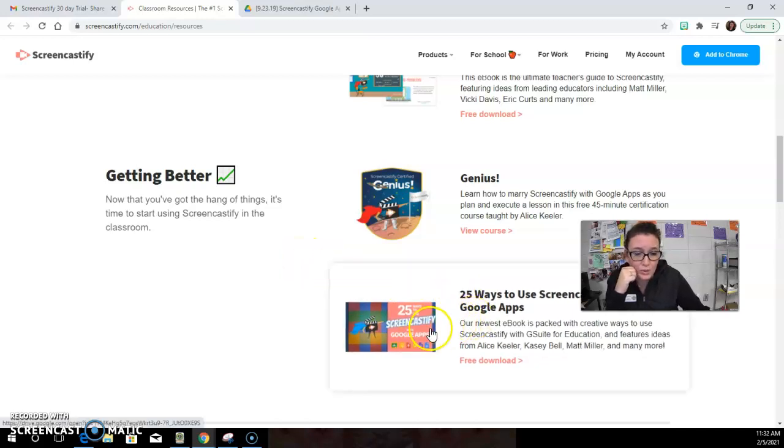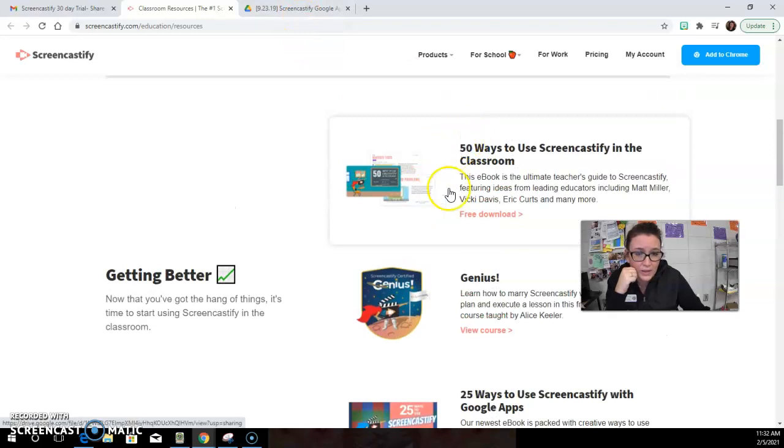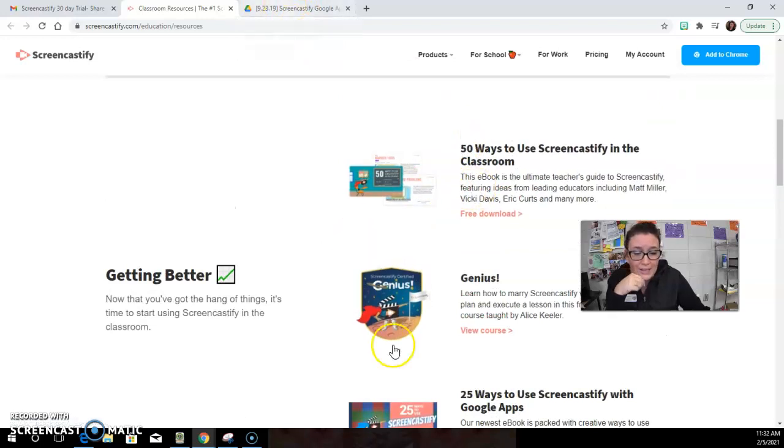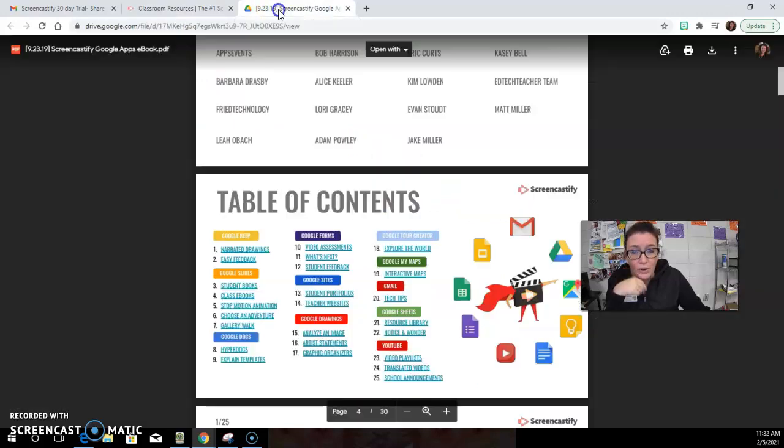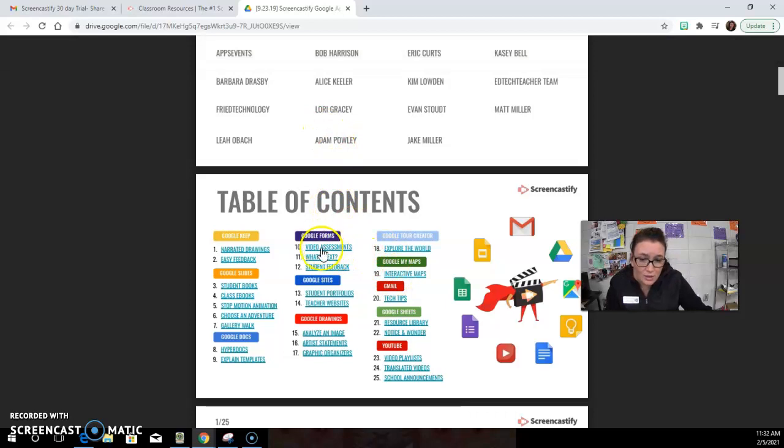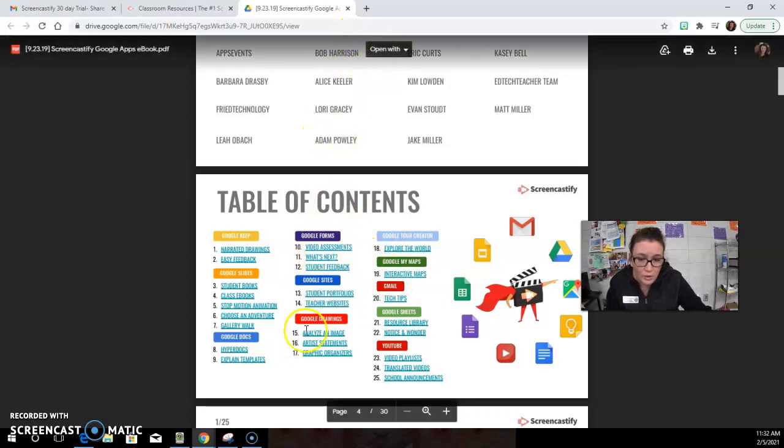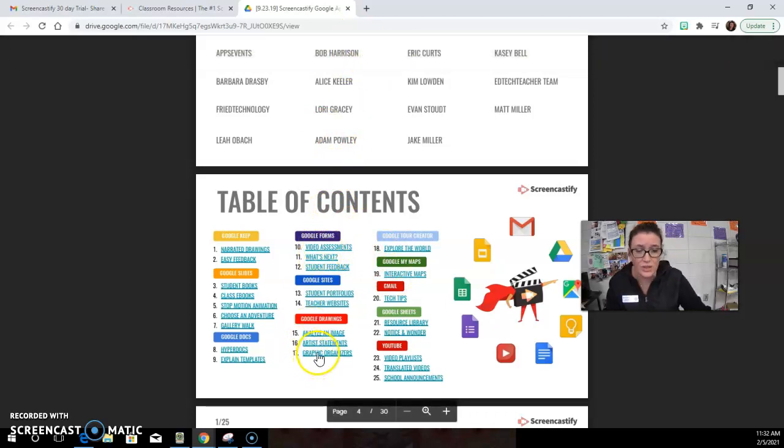25 ways to use Screencastify, or there's 50 ways also here, for some ideas. This is more about Google Apps, and this is for the ones that are just looking for inspiration. So it will come to something like this, and you don't even have to really open it up. You can just run across it, and there's thumbnails. If you find any of these interesting, it will go to that, because I know a lot of us don't have time to go and read through 25 pages right now. But I wanted to give you some ideas.